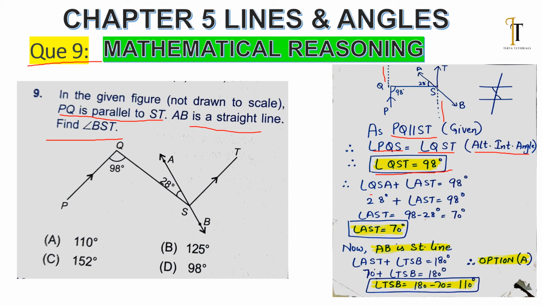Now, angle QSA plus angle AST, from the figure, should be equal to 98. QSA is given as 28, and AST we need to find. It must be equal to 98. On solving, we got AST is equal to 70 degrees. Now, AB is a straight line, so angle AST plus angle TSB is equal to 180. Reason is linear pair. Then 70 plus angle TSB is equal to 180. On solving, we got 110. That is option A.